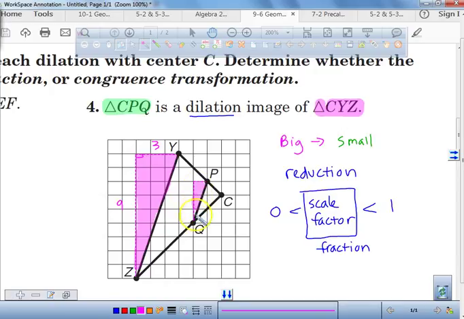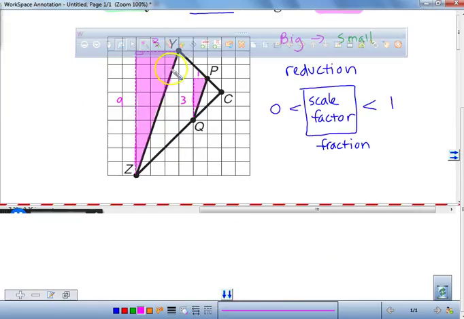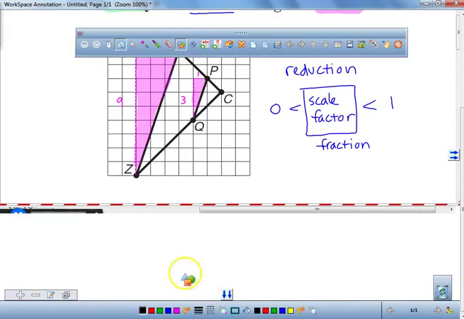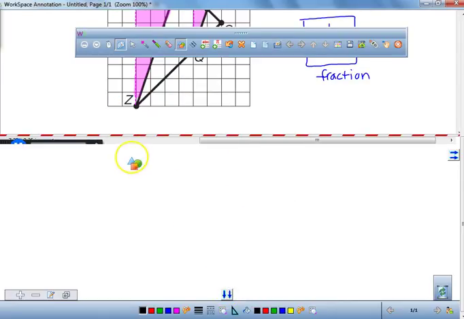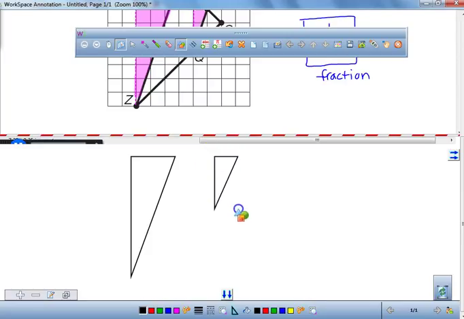So at this point, how far am I going up right here? 3. How much over? 1. So let's think about these two right triangles that you see before you. You see two right triangles. One right triangle looks like this. One right triangle looks like this. Here we have a 9 and a 3. Here we have a 3 and a 1.